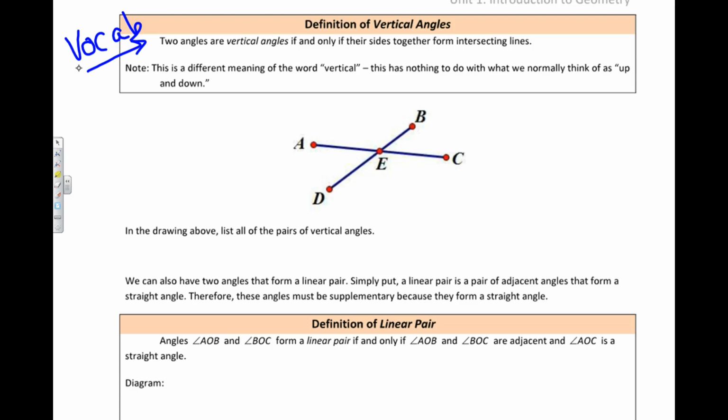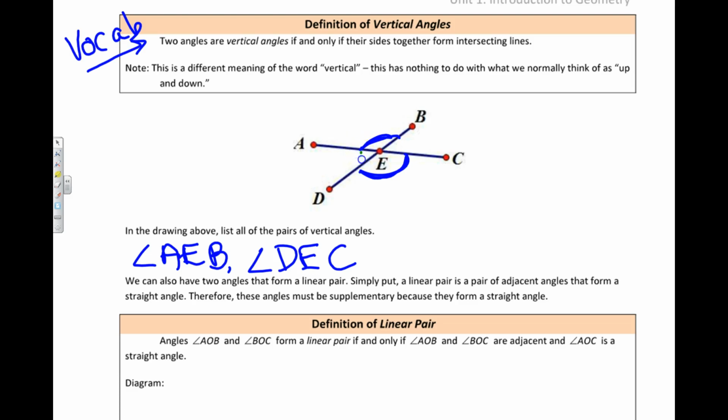So now, looking at this diagram right here, we actually have two pairs of vertical angles. My first pair is AEB and DEC. So angle AEB and angle DEC are vertical angles. It's also cool that vertical angles are always congruent, which we're going to discuss a little bit more in the next lesson, but vertical angles will always have the same measurement.